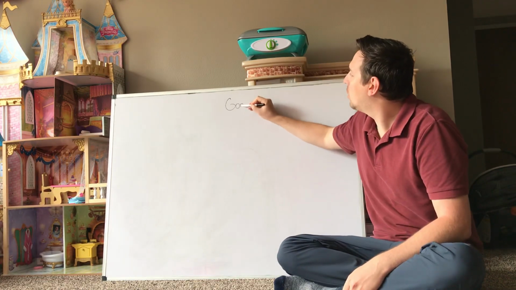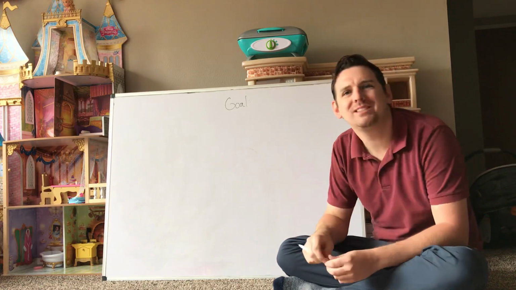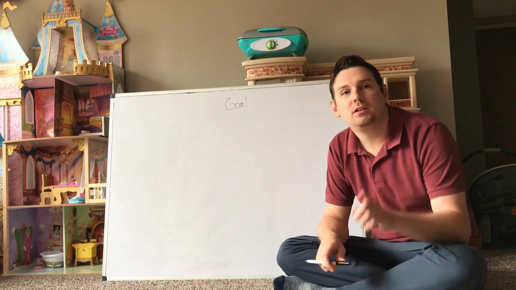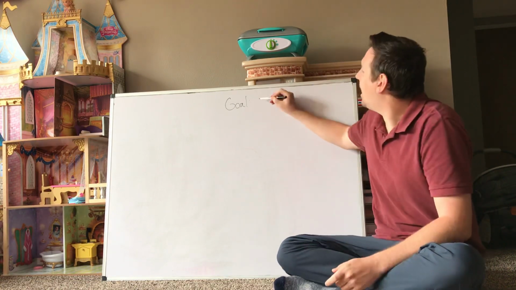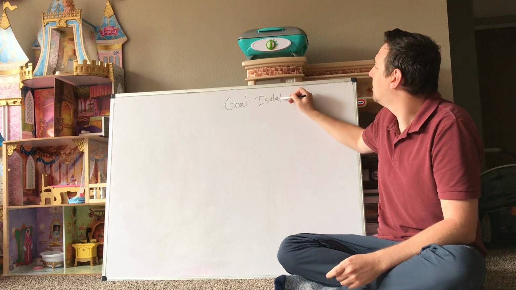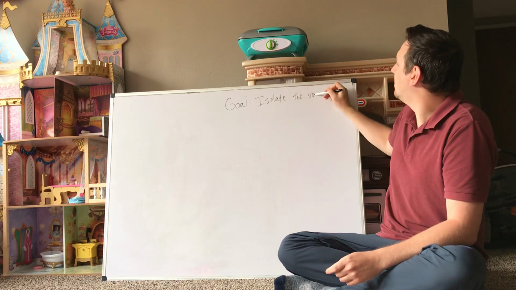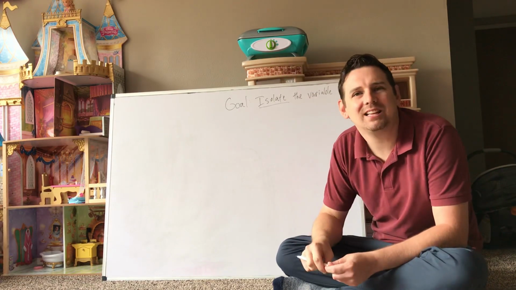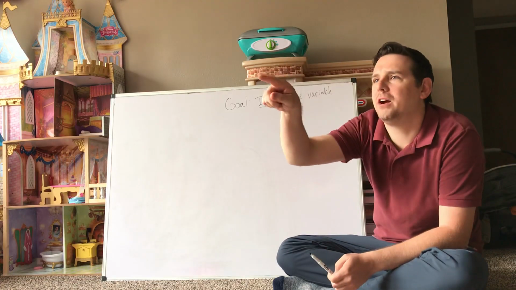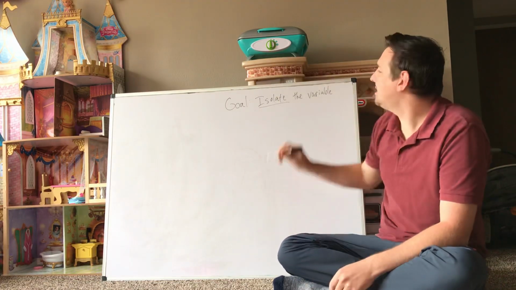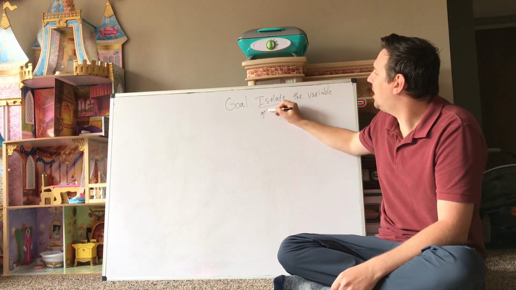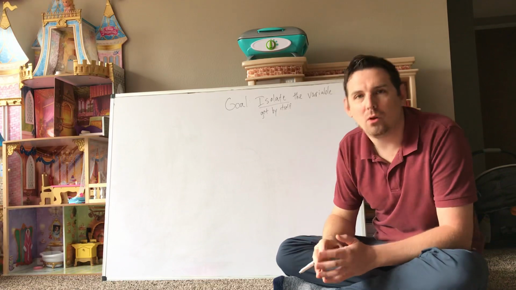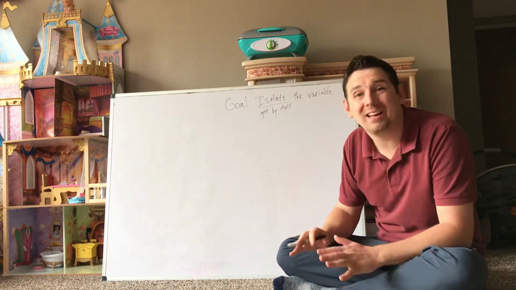The goal of algebra. What is the goal of every algebra problem? Yes, Izzy. Yes, that's right. Isolate the variable. What does the word isolate mean? Isolate. Yes, you over there. Yes, you. Yeah, isolate means to get by itself. Get by itself. So we need to get the variable or the letter thing by itself.